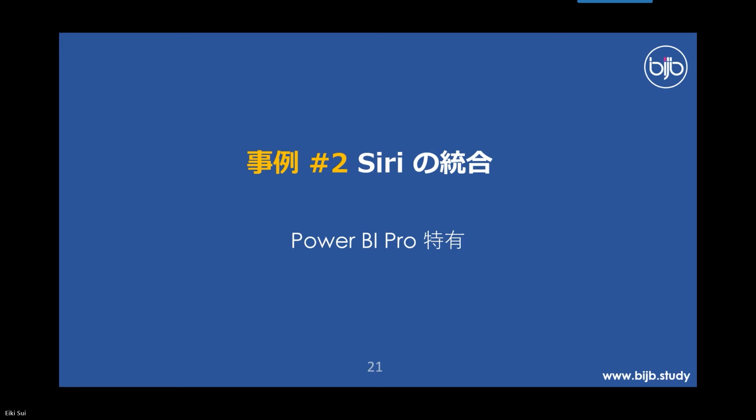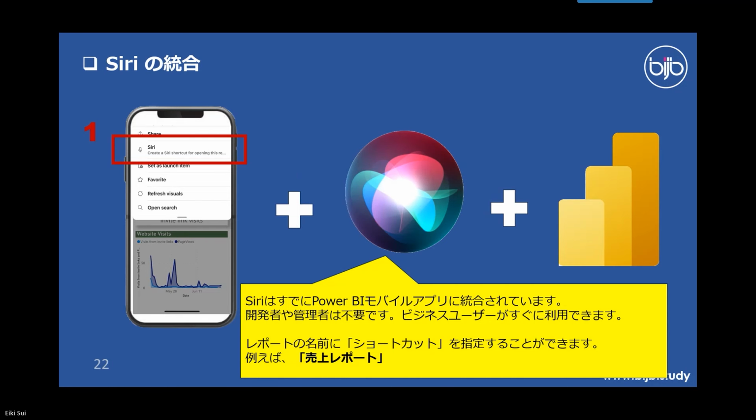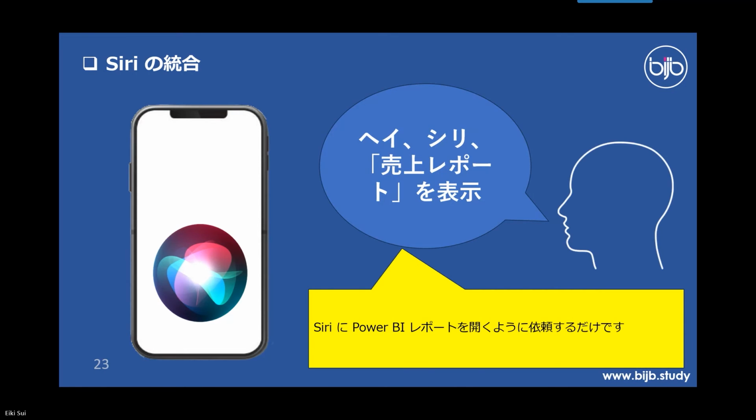Siri integration is available starting from Power BI Pro. Siri is already integrated in the Power BI mobile app. It does not need development. It is available for business users to use right away. You can specify a shortcut name for your report, for example, sales report, and simply ask Siri to open your Power BI report.